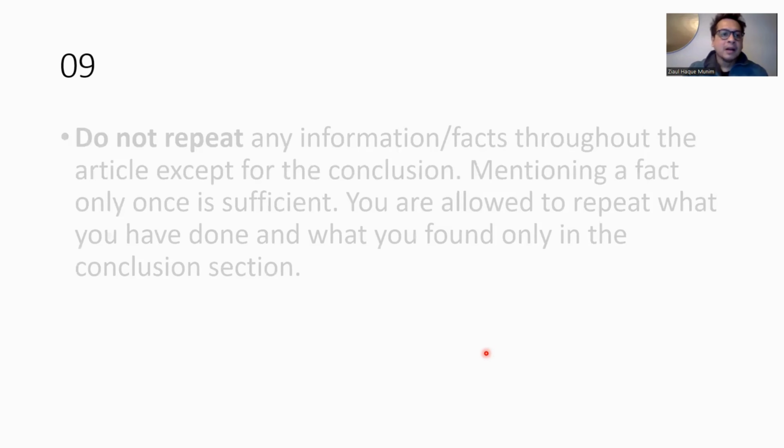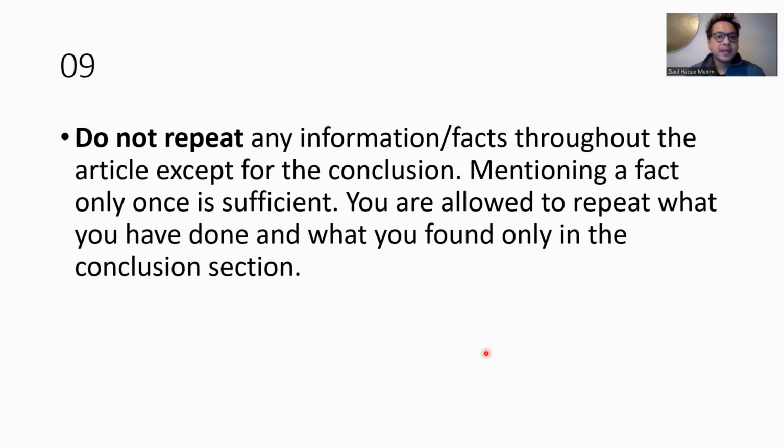Okay. Tip number 9, do not repeat any information or facts throughout the article except for the conclusion. Conclusion is the part where we repeat our information. Until conclusion, we never should repeat anything, okay? And mentioning a fact only once is sufficient. You are allowed to repeat what you have done and what you have found only in the conclusion section. Remember that space in journals when you're writing for academic journals is precious, and we should not waste it repeating information.